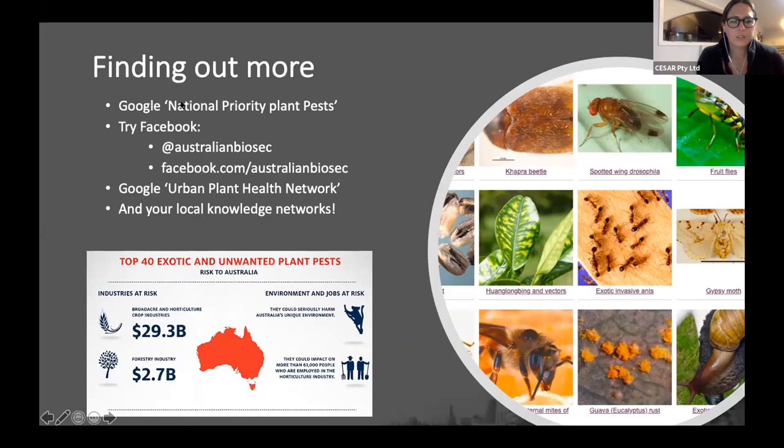The government have what they call a top 40 list of priority pests that are found throughout the world, but not found in Australia, that we want to make sure that we don't have, and pests like spotted wing Drosophila are on there, and certainly brown marmorated stink bug. And there is also a Facebook page that's been set up by Australian Biosecurity.